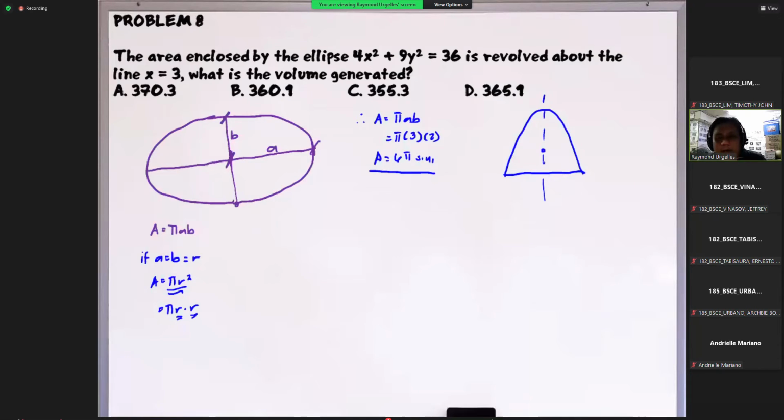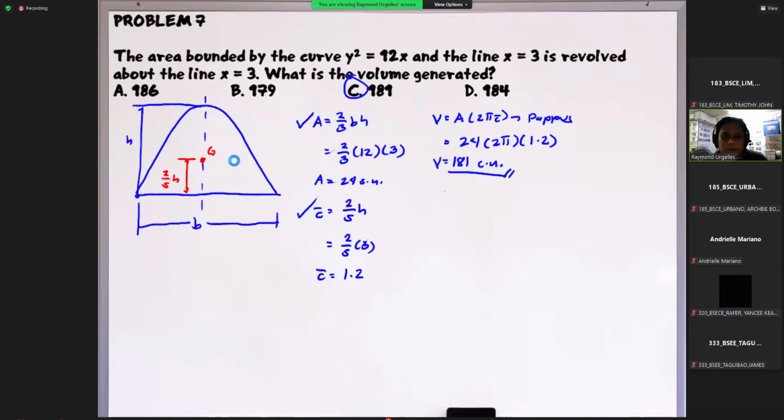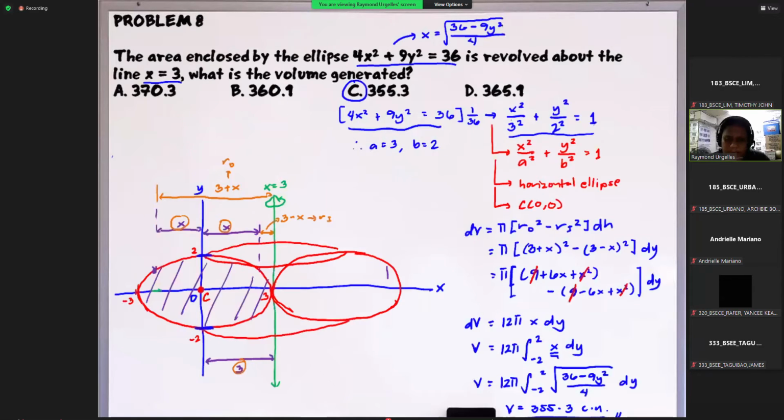So kaya pag meron kayong alam na 2 or more axis of symmetry for a given figure, madali niyo hanapin yung centroid. Hanapin niyo lang yung pinaka-intersection nila. So this time, dito sa ellipse natin, nagkataon na meron tayong dalawang axis of symmetry, the minor axis and the major axis intersecting at the center. So kaya alam natin yung center natin is the centroid of the ellipse. So balik tayo dun sa figure. Itong center na to, ito yung centroid ng ellipse natin.